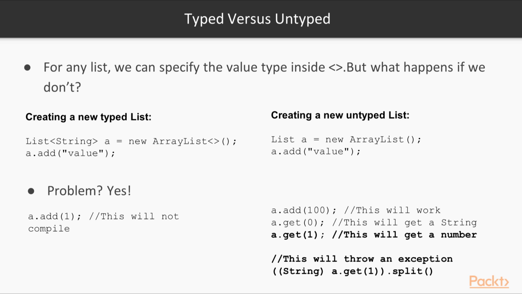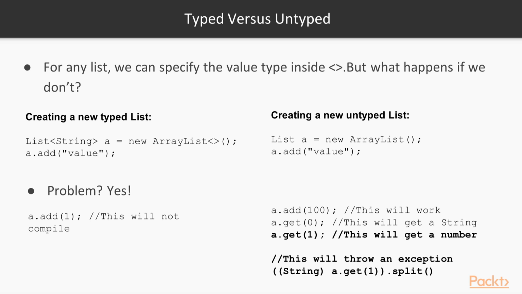For the typed array list, the problem will be easy to spot in any IDE. Trying to insert a value of another type, in our case, inserting an integer in a list that is of type string, will be highlighted by the compiler. There is no chance that the application runs.